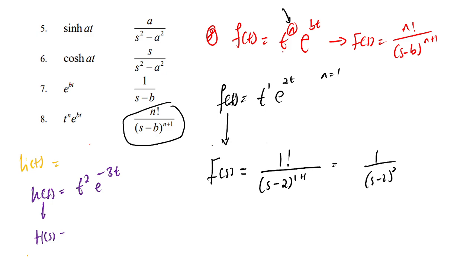Capital letter H of s, which is equal to, we need to have n. What is n? n is 2 here, so it's gonna be 2 factorial over s minus negative 3, so s plus 3. Remember the sign we have to flip. s plus 3 to the exponent n is 2 plus 1, which gives us 2 all over s plus 3 all to the exponent 3.